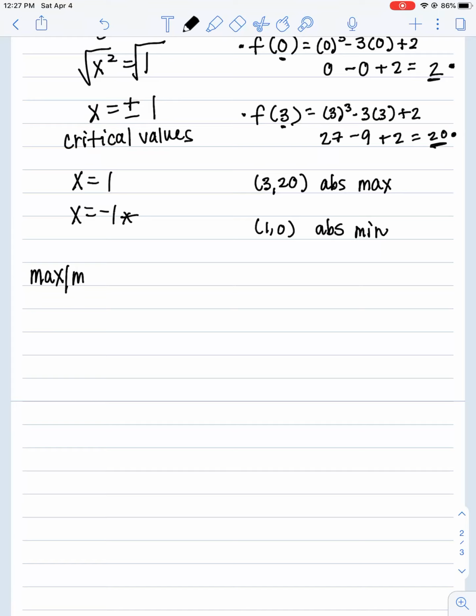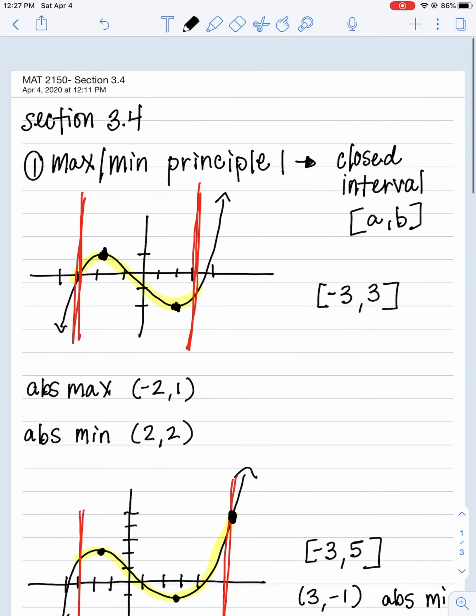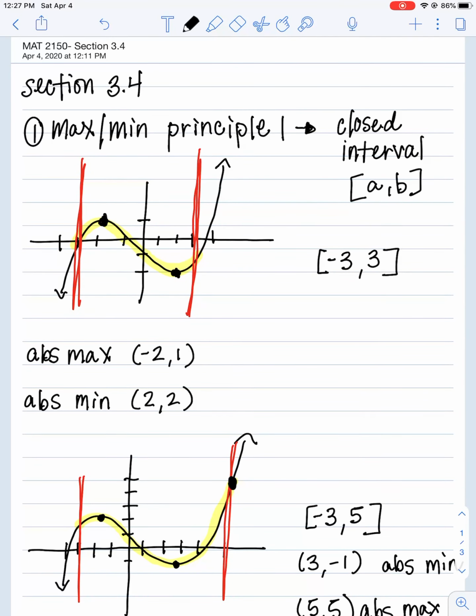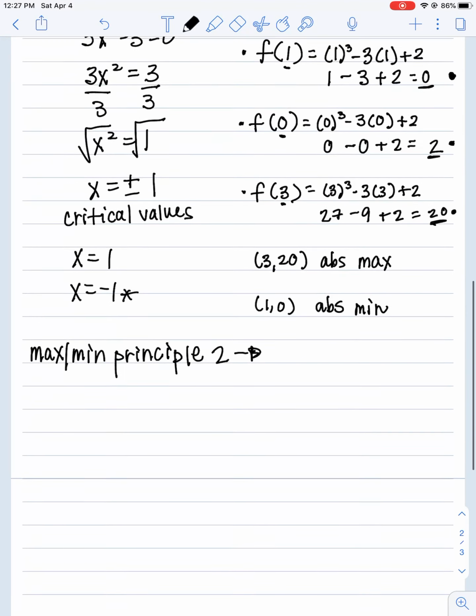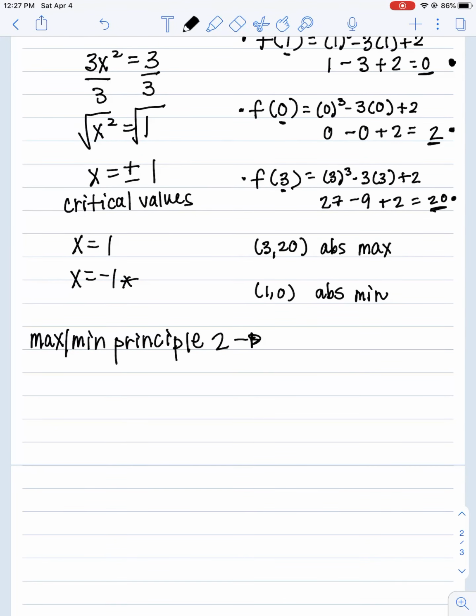Okay, so now let's go look at max-min principle number 2. Like up here, the requirement for max-min principle number 1 was that it had to be a closed interval. In order to use max-min principle number 2, the requirement or the circumstance is that there has to be only one critical value. Okay, that is the requirement.